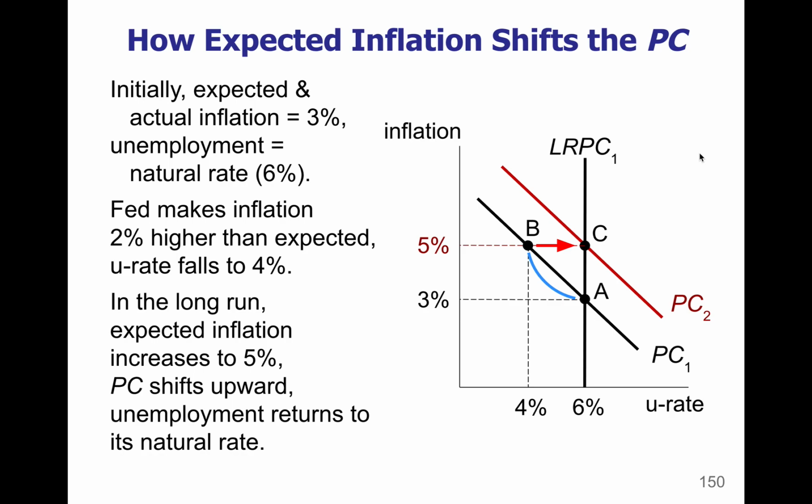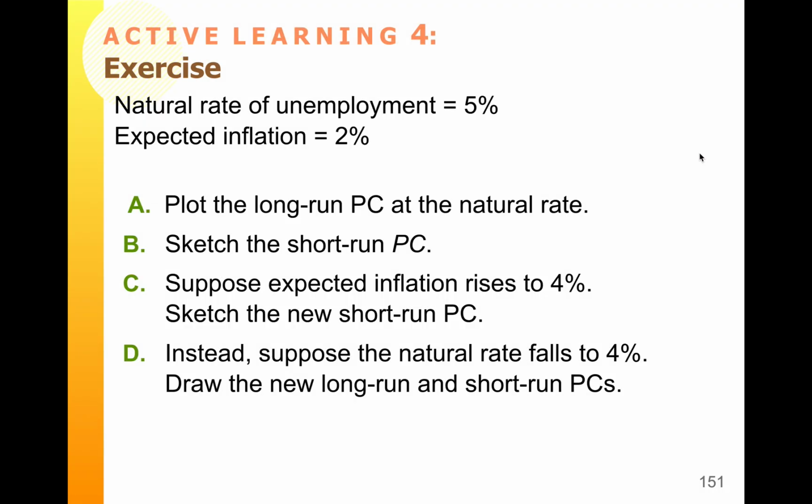So I'm going to have you try an active learning. If you go ahead and get out your active learning paper, do your best on these. We will do some other examples in class. You're going to draw a Phillips curve. Please remember to label your title as well as your axes of inflation and unemployment rate. And then draw a long-run and short-run Phillips curve.